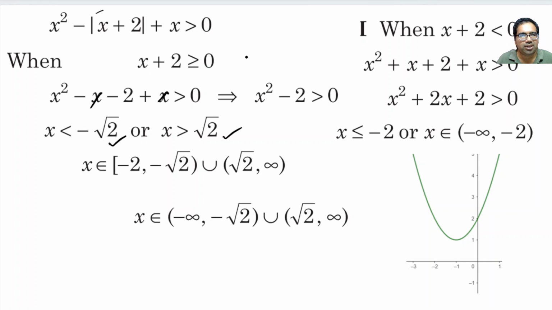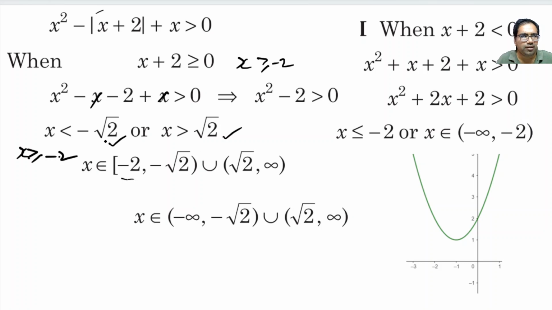Right. At the same time, because x plus 2 is greater than or equal to 0, x should be greater than or equal to minus 2. So what are our conditions? x greater than or equal to minus 2 and x less than minus root 2, or x greater than root 2. That means x is lying between minus 2 to minus root 2.